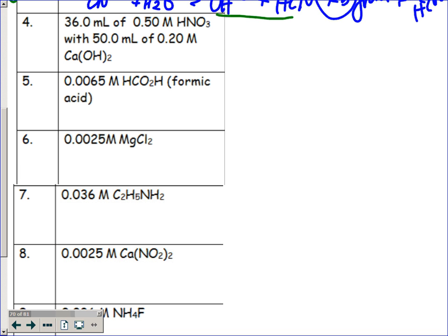Carbonic acid, H2CO3. So that's not a strong acid, so it's a weak acid. You have to do the weak acid reaction with water. You know, it's an acid.